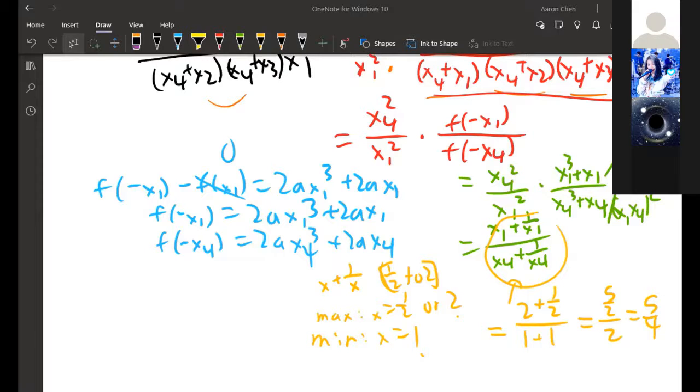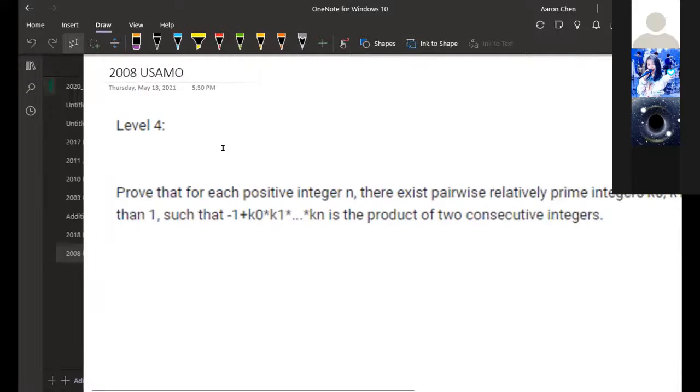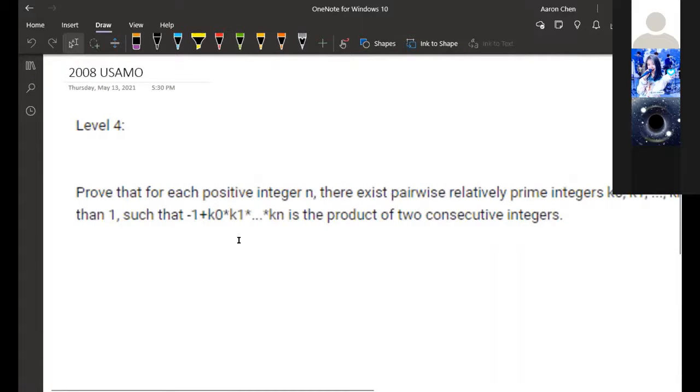And if you want to check, you can find that one possible corresponding value of x2 and x3 is x2 equals x3 equals square root of 10 minus 1 over 3. But you don't have to find this afterwards. And so the next problem.